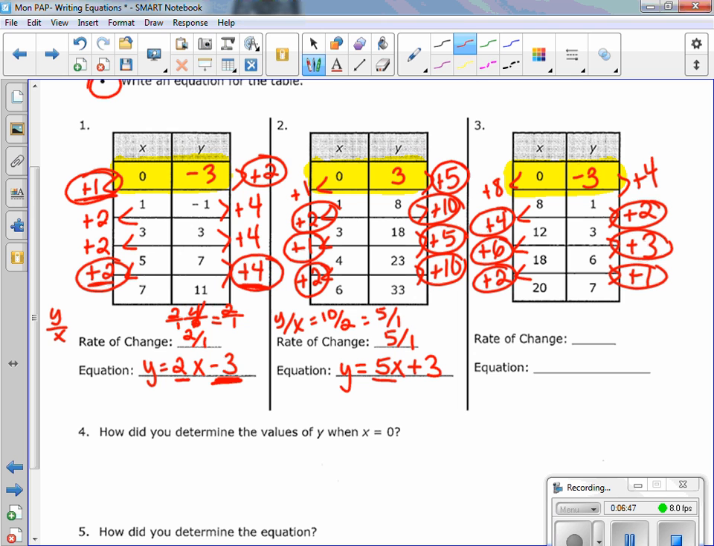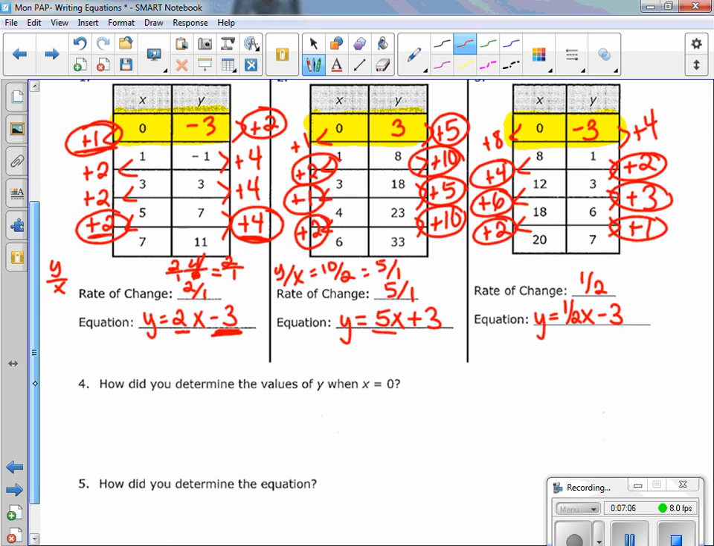I need to go and fill in down here. Now my rate of change, you always put it simplified, was 1/2. So y equals something with x. The 1/2 is with x because it's the rate of change. And then you need to figure out where it starts, which in this case is minus 3.